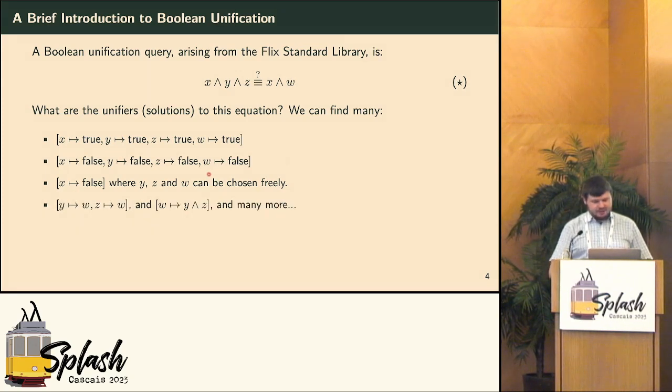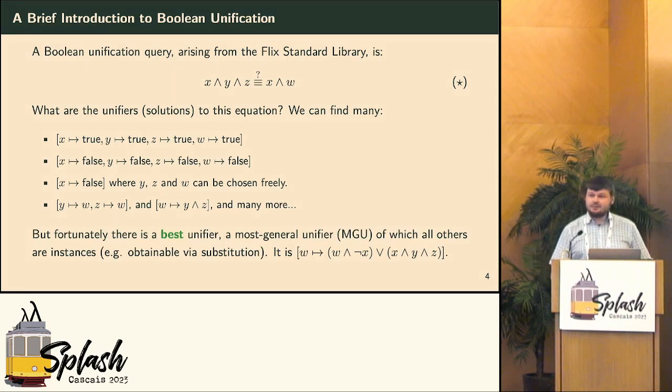In fact, it seems there are many solutions. We could also set y to w or z to w and come up with many solutions. Normally this can be a challenge for type inference because which solution should we choose? Fortunately, in the case of Boolean unification, there is a best one, or a most general one. This substitution captures all of the other substitutions, so it captures all the other solutions. In this case, it's this substitution here.